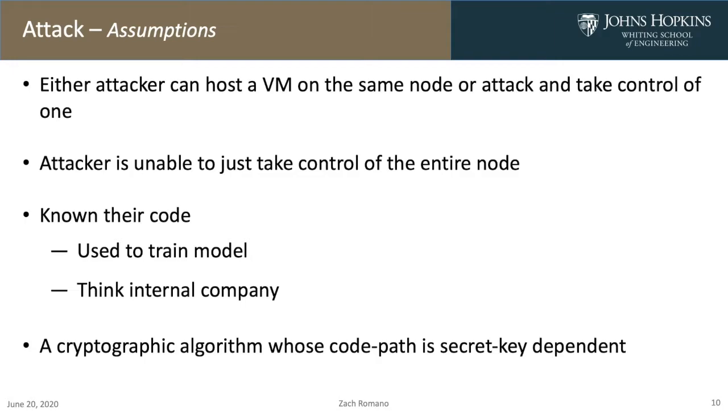And finally, we assume that the victim is running a cryptographic algorithm whose code path is secret key dependent. So key A is going to take a certain path, and key B is going to take a different path in the code. So what we're really doing here is analyzing the code path that a victim is taking.